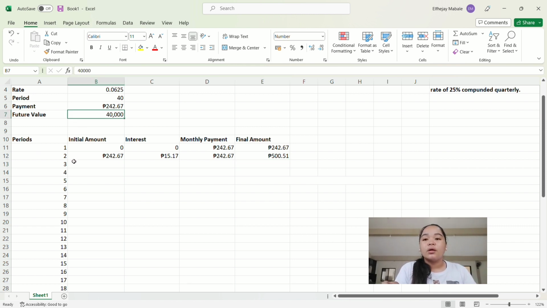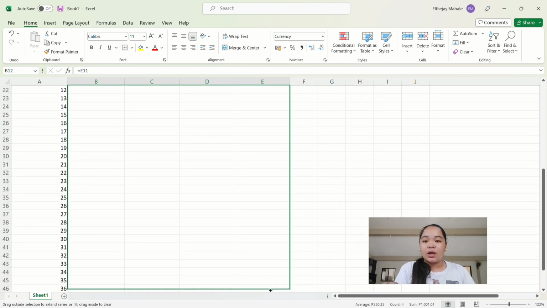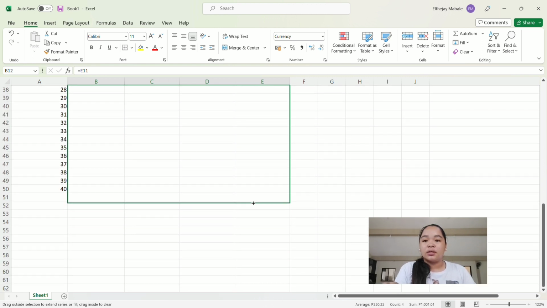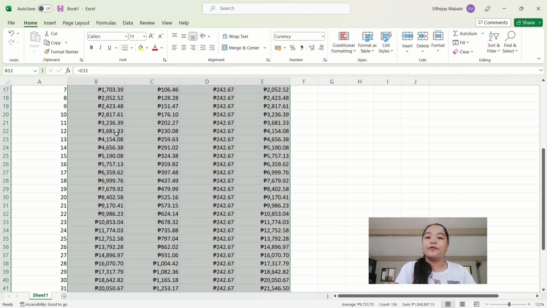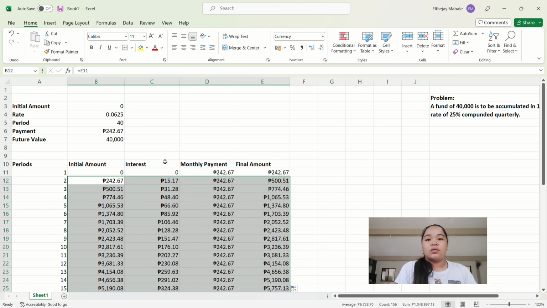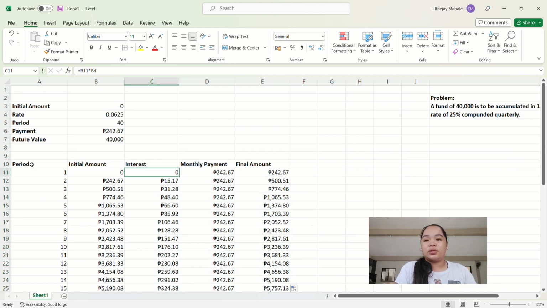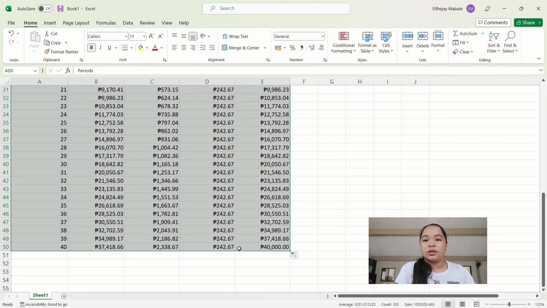So in a sinking fund, at the end of the period, we get the future value. Click all the amounts in period 2 from initial amount to final amount and then drag down. So our final result in period 40 is 40,000. And then highlight it, just to make sure it is understood.